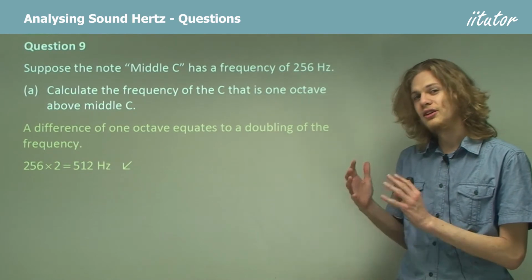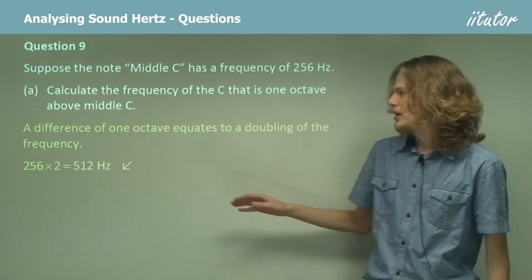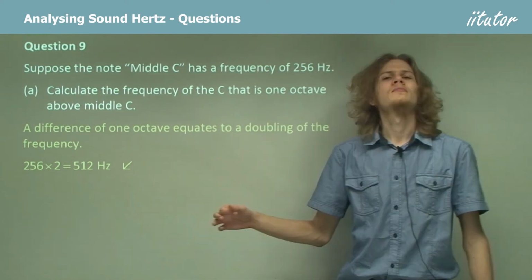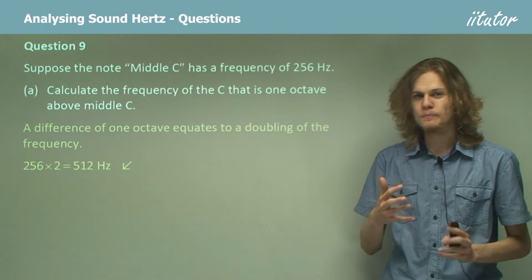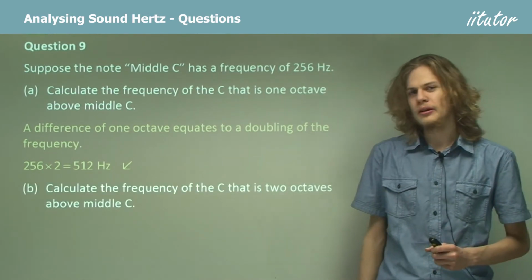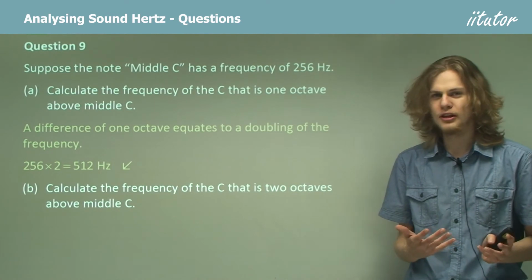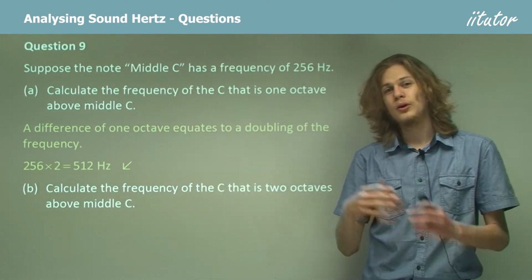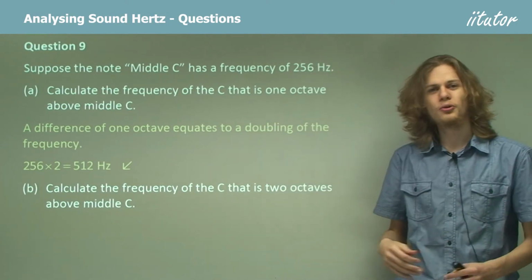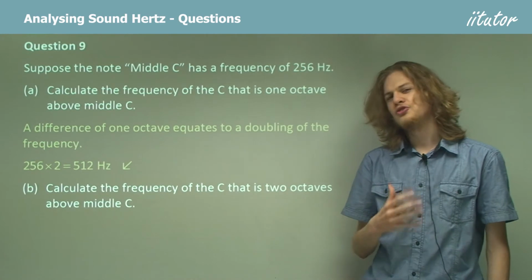So that means that the difference between these two notes, the distance between middle C and the C above, is 256 Hz. So there are 256 Hz in between these two notes. Part B. Calculate the frequency of the C that is 2 octaves above middle C. At first we might think, well, there are 256 between these first two Cs, so surely there's going to be 256 Hz between these next two Cs. But that's not quite right.